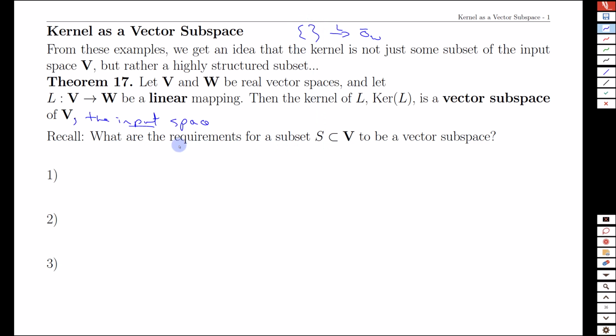Now, just to remember, what are the requirements for a subset to be a vector subspace, and not just some random collection of points or vectors, but this structured element? We have those three classic definition points. The zero vector, and careful of the input space, so the input 0, has to be an element of the set S here. S must be closed under addition. And thinking ahead, S must be closed under what other condition? Scalar multiplication.